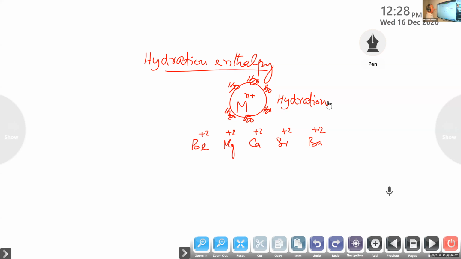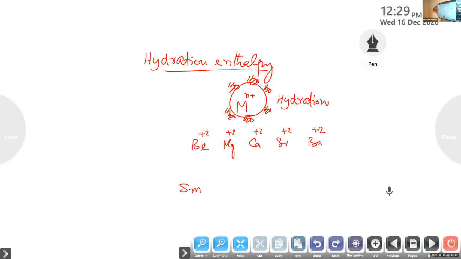Now you come to the variation of the hydration enthalpy of group 2 ions. Hydration enthalpy depends on the size of the ions. The smaller the size, the more will be the hydration, the higher the hydration.